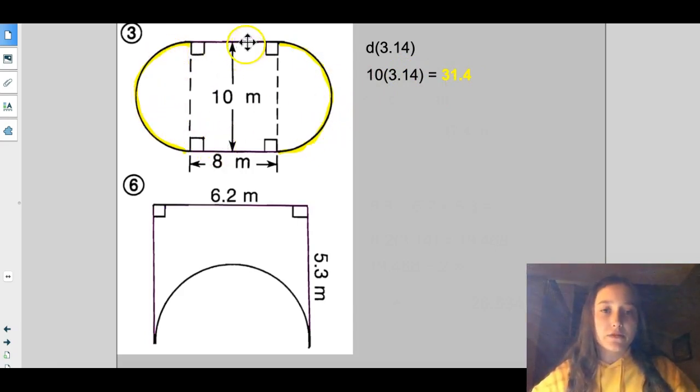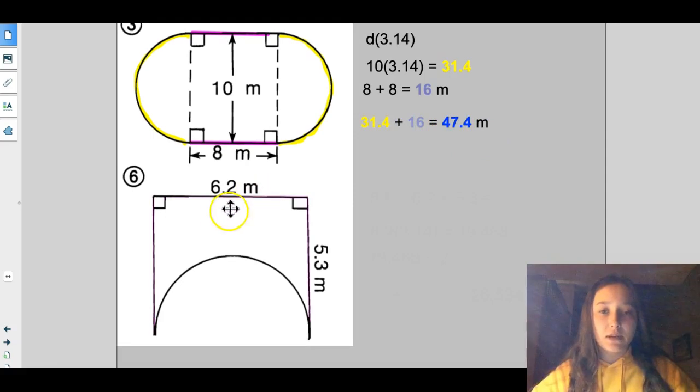So next we're going to focus on these purple parts, and we're going to add the 8 meters together, and we get 8 plus 8 equals 16 meters. So now to find the total perimeter, you're going to take these two and add them together, which gives us 47.4 meters. So let's move on to number 6.